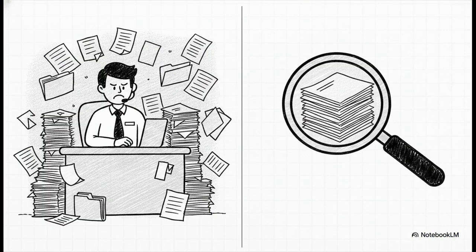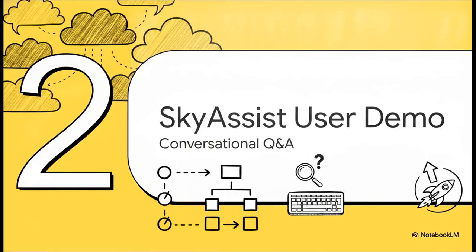The biggest hurdle right now is that information is completely scattered. Airline reps lose so much valuable time digging through disconnected documents. Whether they're looking at baggage allowances, refund rules, or international travel requirements, this scattered data creates a massive need for a fast natural language search tool. Manual searches aren't just frustrating for the reps, they lead to inconsistent responses for passengers, and that absolutely tanks customer satisfaction and operational efficiency. Moving on to part 2, the SkyAssist user demo.